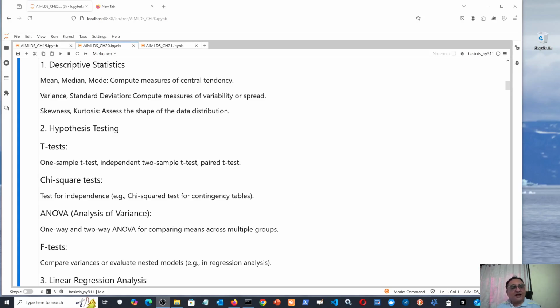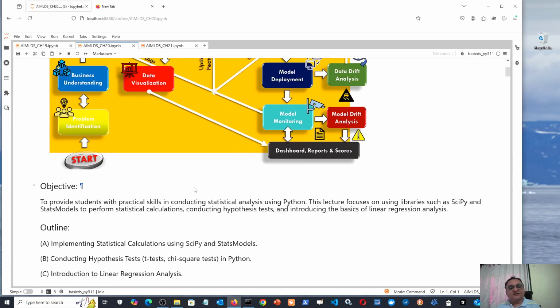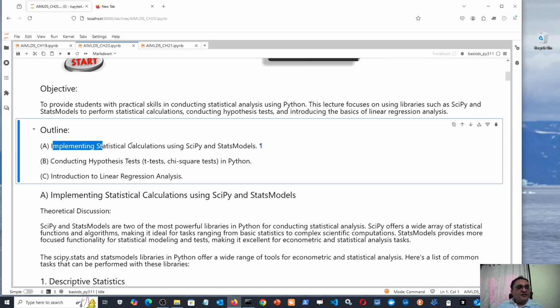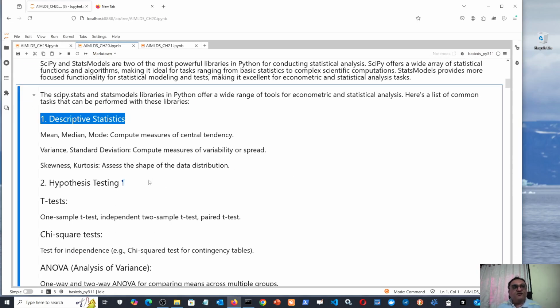Hello and welcome to the second lecture in chapter 20, practical statistical analysis in Python. Now, in this, there are three parts. One part is implementing statistical calculations using SciPy and statsmodels. And in the previous lecture, which was the very first lecture, we had just seen a few examples.